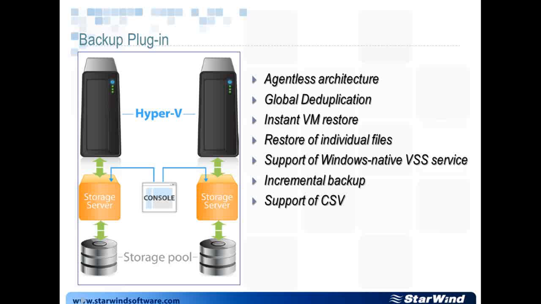Next is support of Windows native VSS service. The main problem of host-level backup is a constantly changing file system on VHDs in virtual machines. It is necessary to freeze them for backup. Microsoft implemented the Volume Shadow Copy service, also known as VSS technology, that can manage this challenge. Its basic reason is improvement of backup operation performance.